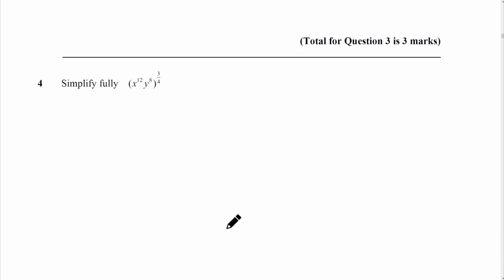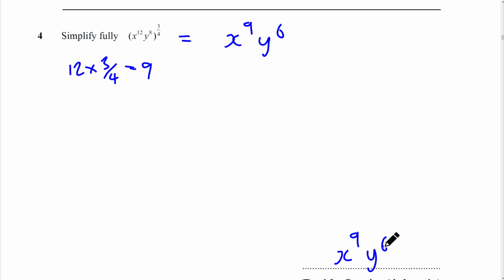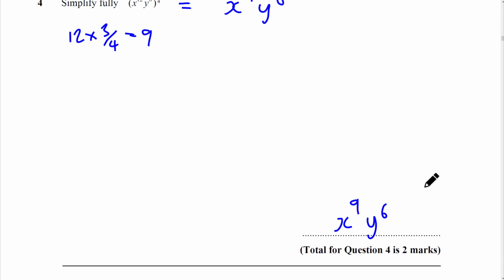4. Right, that may look confusing to you, but you just multiply. When it's in brackets, you just multiply the powers. So 12 times 3/4. So what you're just doing is 12 times 3/4. The easiest way to do that is divide that by 4, then times it by 3, which is 9. And that will be y to the 6. That's a nice easy 2 marks for you as well.